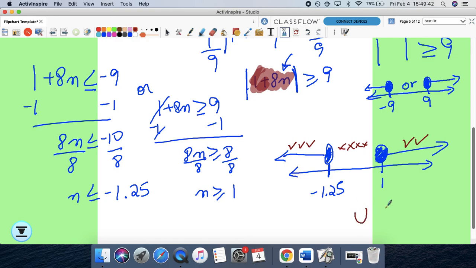So 1 is included. So this, sorry, that should be a bracket. And we're going to infinity. And on this side, negative 1.25 is included. Bracket, and we're going to negative infinity. Okay, so that is it. It's really not that complicated. It takes a while, like I said, but it's not that bad.